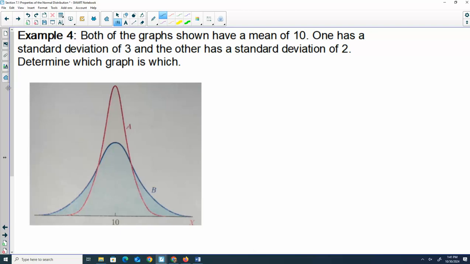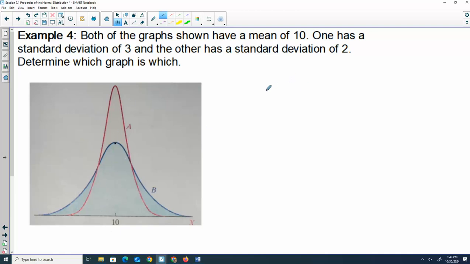Let's take a look at this one. Both of the graphs shown have a mean of 10. One has a standard deviation of 3, the other has a standard deviation of 2. Determine which is which. How do we know both of these have a mean of 10? Their middles line up. That's where the peak is.